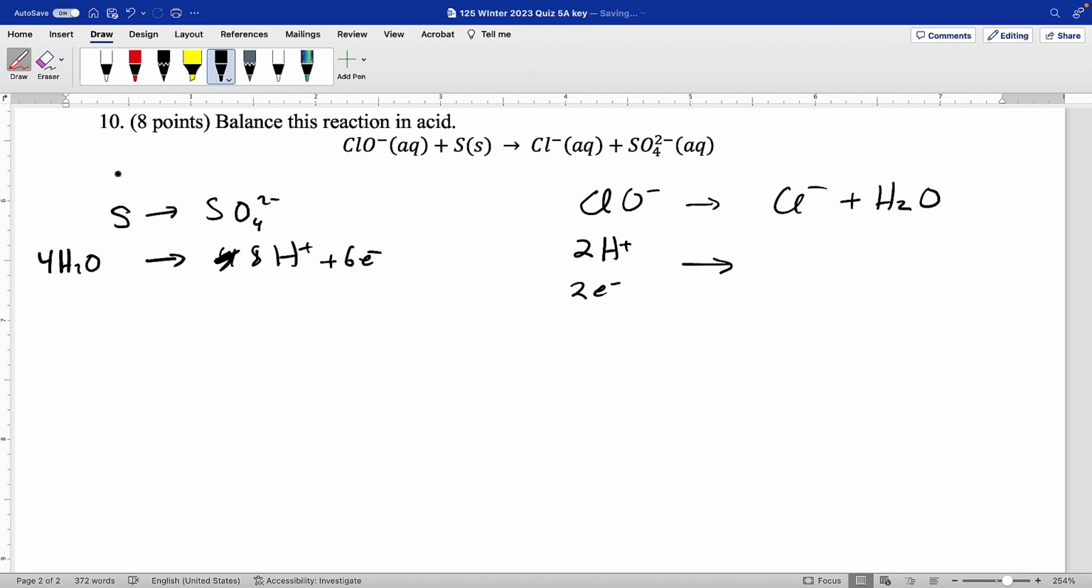So if we assign oxidation states here, this is an oxidation state of 0. If you assign oxidation numbers here, this is an oxidation number of +6. So clearly you lost 6 electrons to go from 0 to +6. So it looks like our math is right.